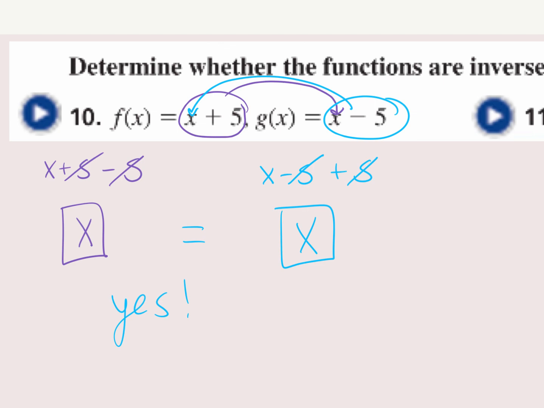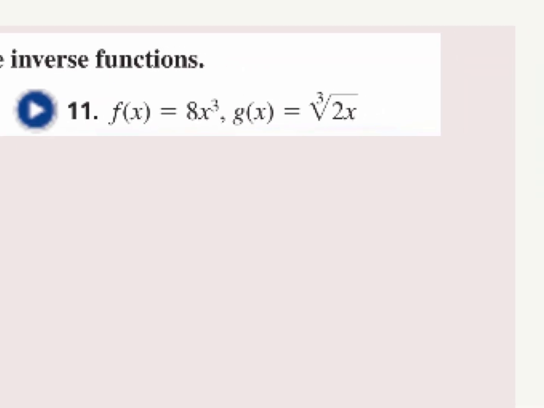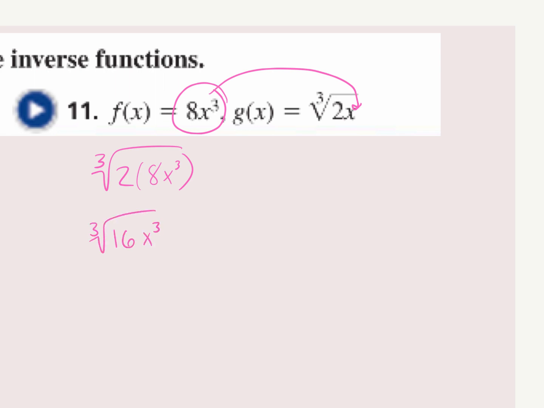Last one, let's look at 11. So how do I verify that these are inverses? What do I need to do? Plug it in. So I'm going to take f and I'll plug it into the x in g. So the cubed root of 2 times 8x to the third power. What would I do first? I would multiply 2 times 8. So this would be the cubed root of 16x to the third power.